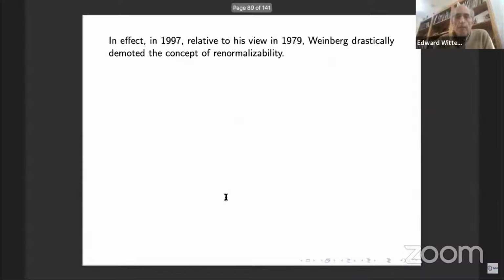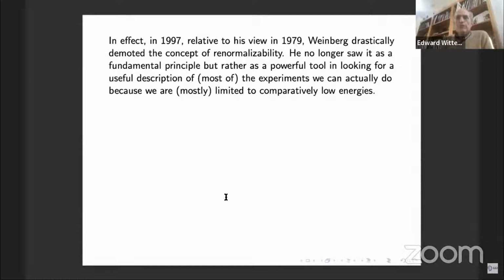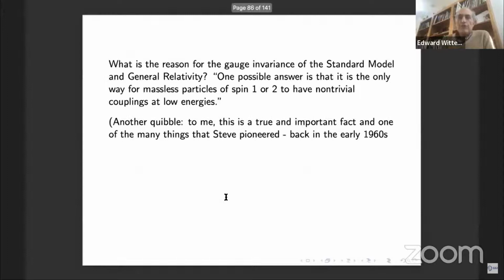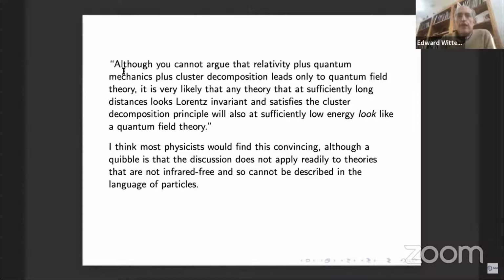Now, as I've already foretold, in 1997, relative to his earlier view, Weinberg drastically demoted the concept of renormalizability. He no longer saw it as a fundamental principle, but rather as a powerful tool for a useful description of most of the experiments we can actually do, because we're mostly limited to comparatively low energies. In other words, quantum field theory, for instance, to begin with, is not necessarily fundamental. It's the inevitable outcome of more general principles. But a refinement of this statement is that quantum field theory at sufficiently low energies always looks renormalizable.